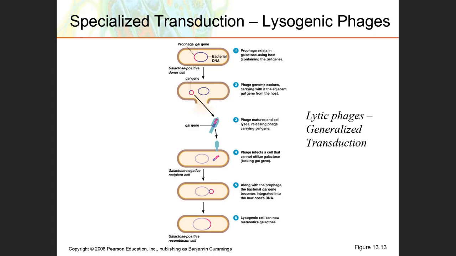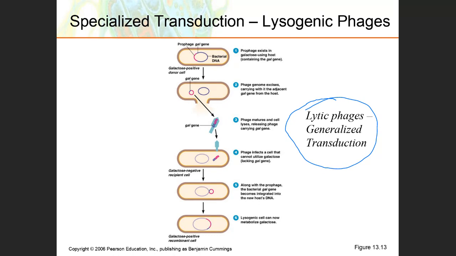So let's focus first on generalized transduction, right? Generalized transduction involves lytic phages. And so remember, when a lytic phage first infects, the bacterial chromosome gets degraded. It gets broken down into little pieces. And when the new viruses are being formed, most of the time, the viral DNA is packaged inside the capsid. And so that new virus goes and infects other host cells.